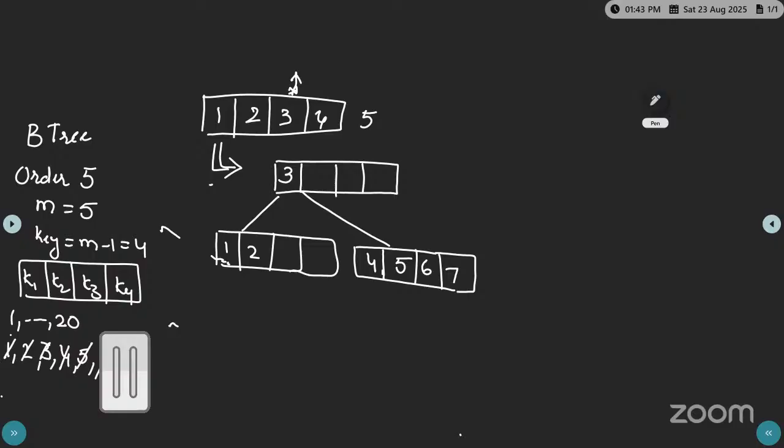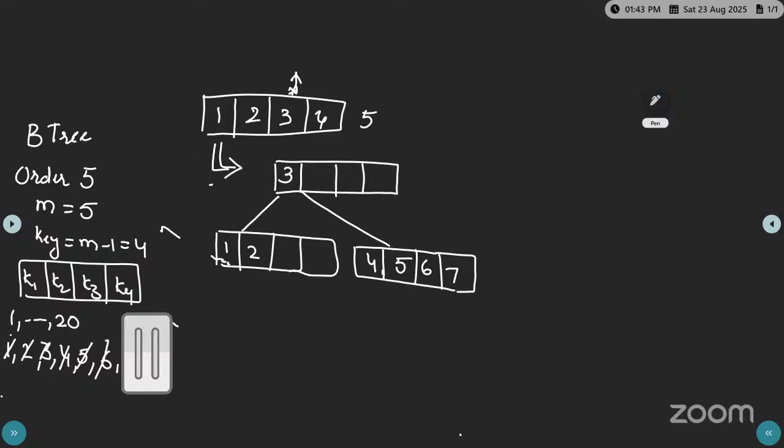Till now, any doubt? Now I want to insert 8. Now, in the root node, spaces are available. We can insert 8 in the root node? No, always in a B tree we can insert a new element only in the next level, in the leaf node, if you have any space. Now, 8 is compared with the 3 and goes only to the right side.